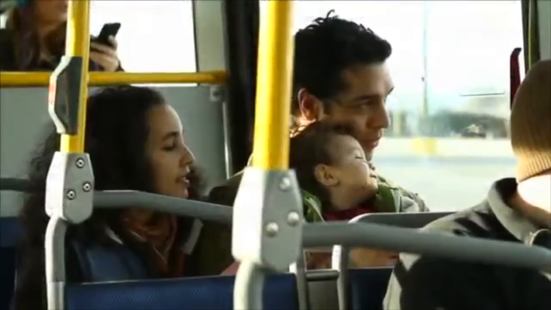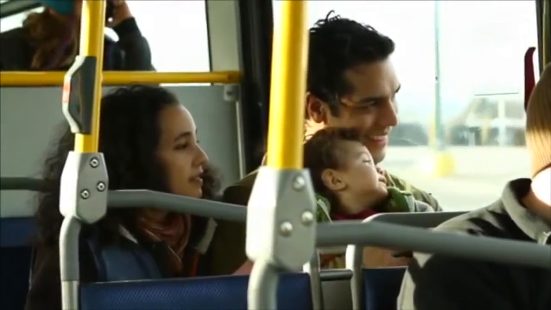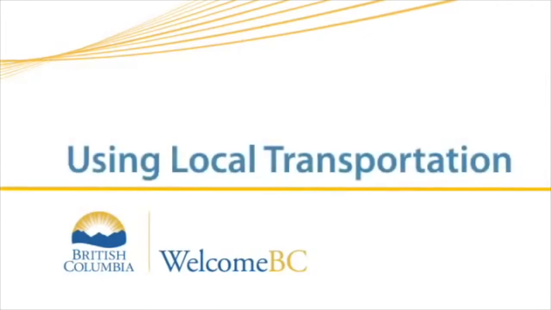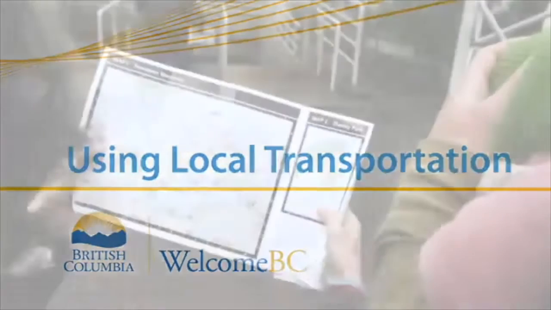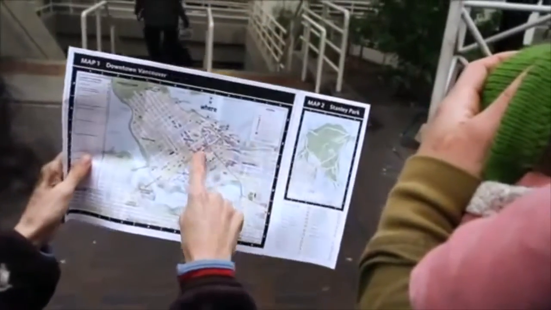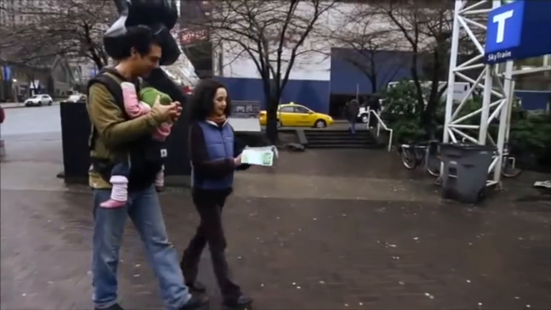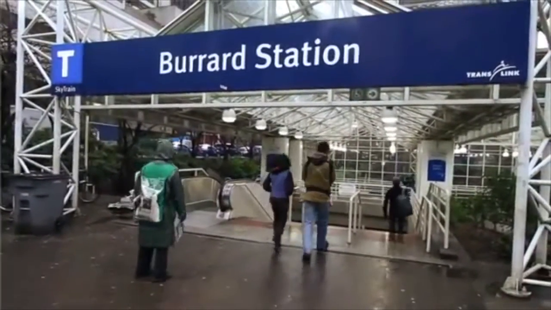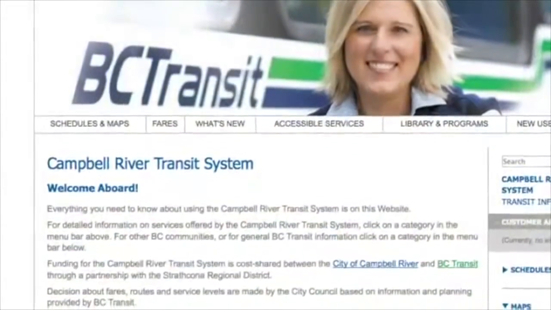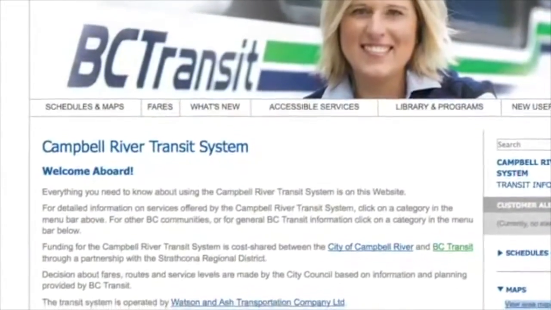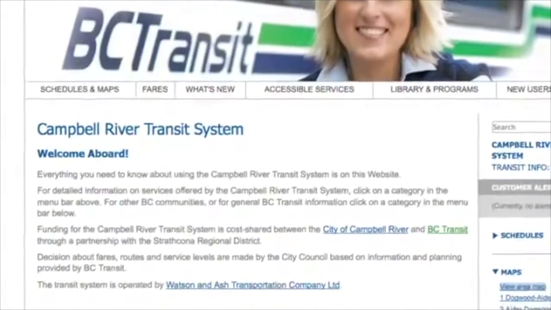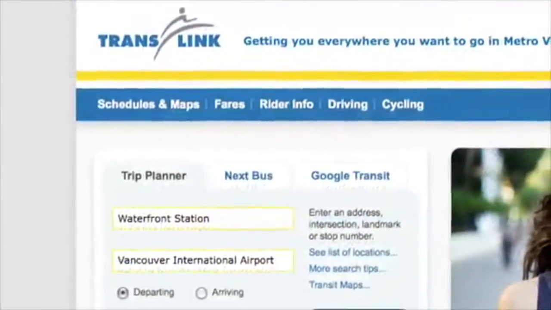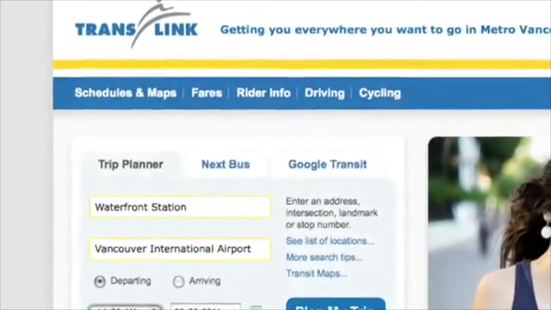You're now on your way to becoming a resident of British Columbia. Using a map is a good way to get familiar with your new neighborhood. Tourist information centers often have free maps, or you can buy one at a store. BC Transit's website has links to information for all local transit services throughout British Columbia. This includes TransLink, the service for Metro Vancouver.